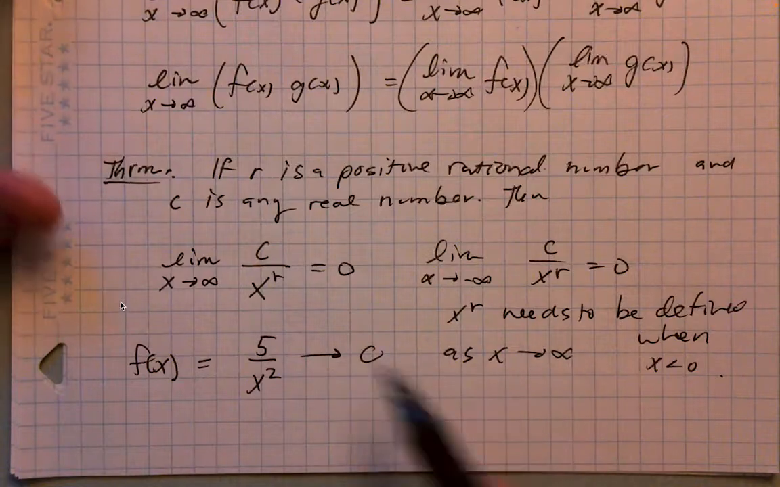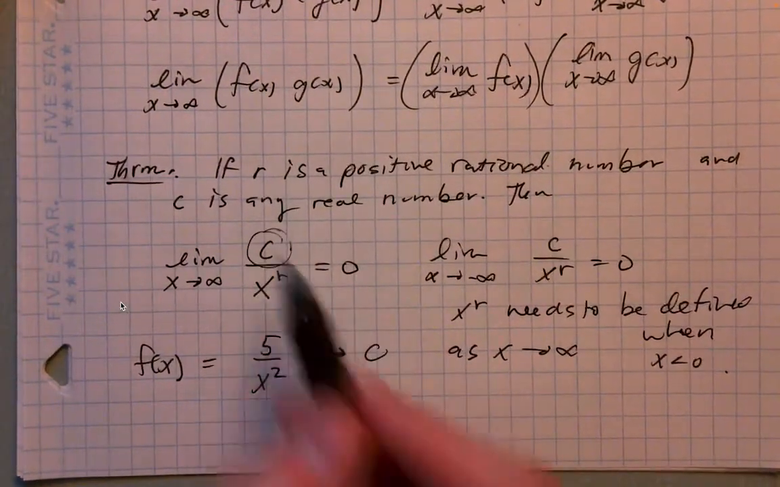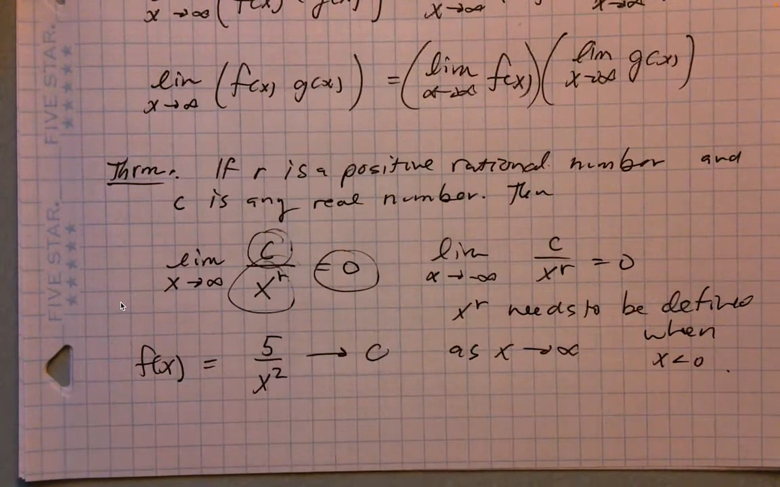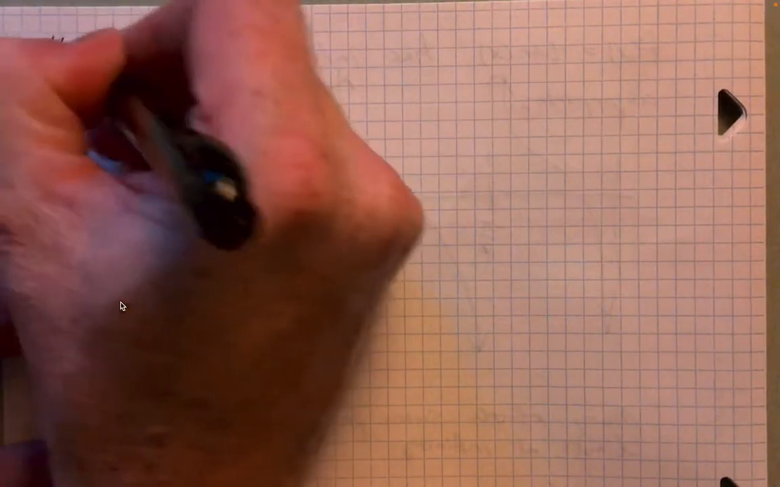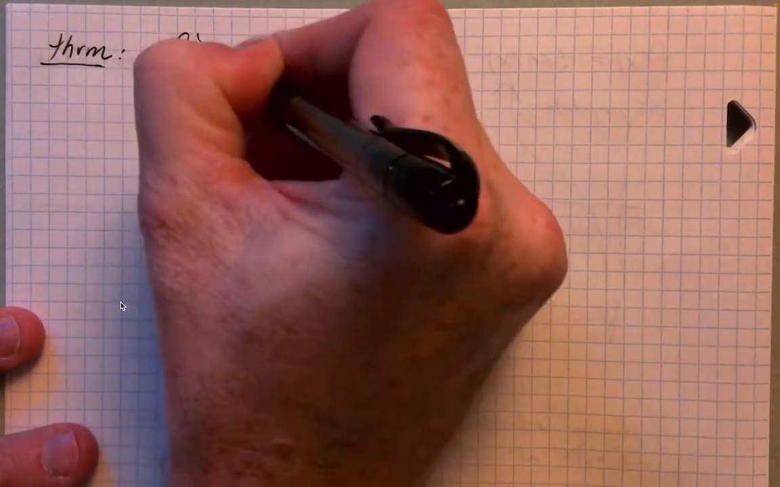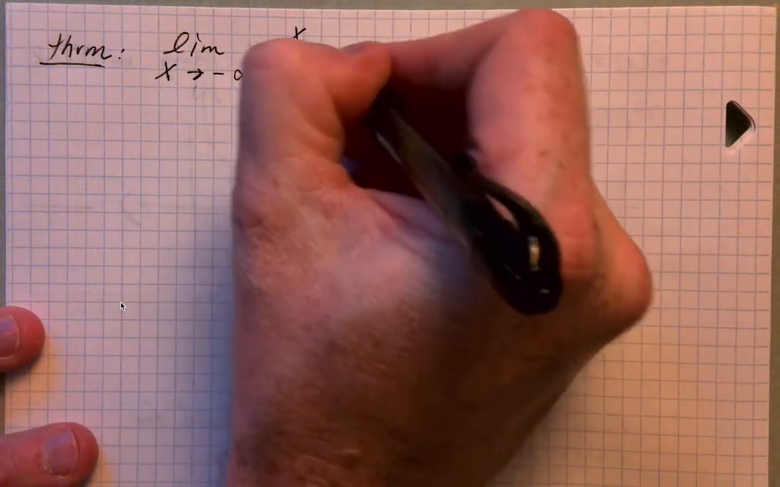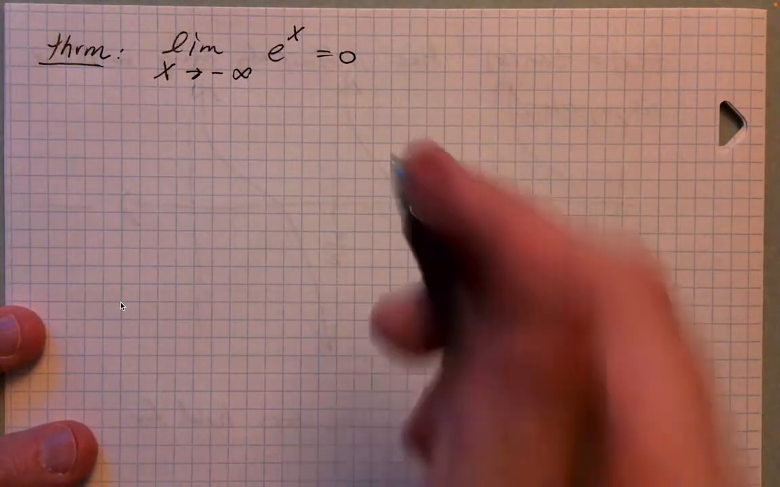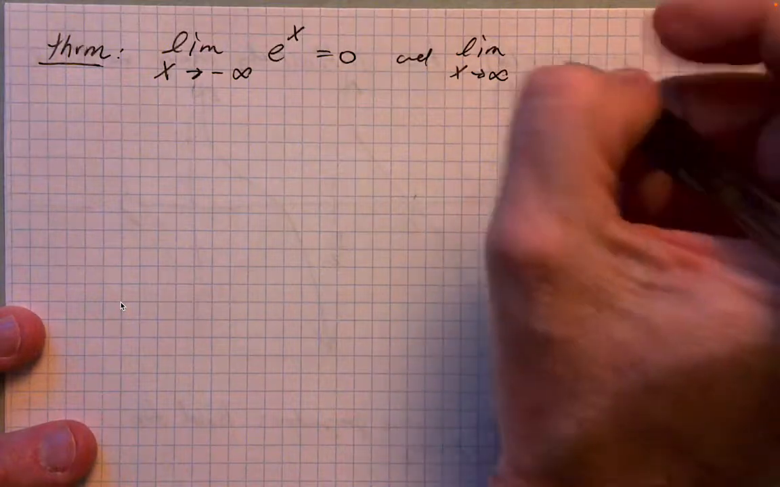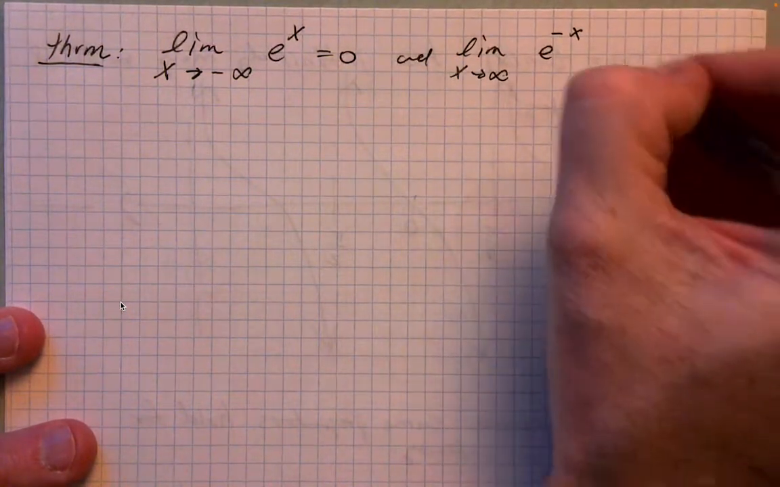Okay, so that's the first one. So basically the key here is that any constant divided by something that's growing without bound is going to naturally have a limit equal to 0. Okay. Now another one that we'll need here is the following. The limit as x approaches negative infinity of e to the x is equal to 0, and the limit as x approaches infinity of e to the negative x is equal to 0.